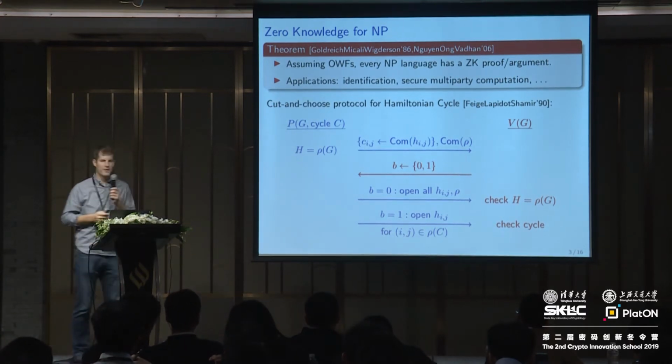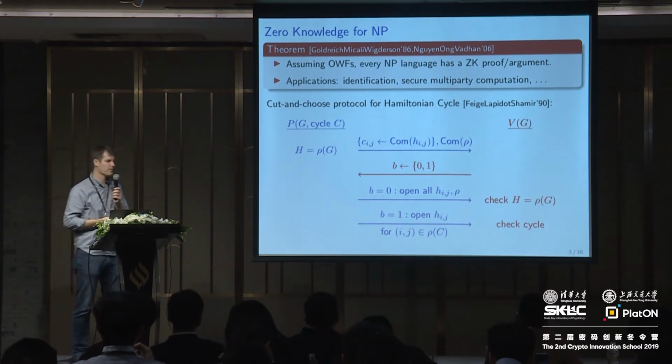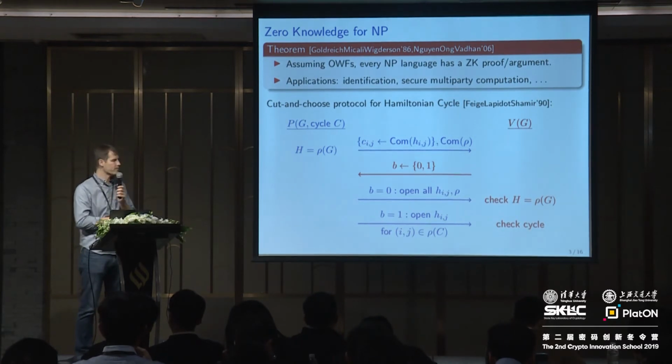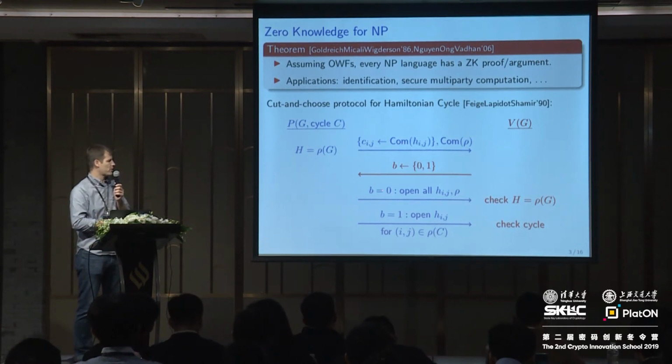Okay. It's clear that this is complete. If the graph does have a cycle, the prover can always complete all these steps and convince the verifier. It's also sound because at the beginning here, the prover is committing to a graph, and it's either committing to a graph which is isomorphic to G or is not isomorphic to G. So if it commits to a graph which is not isomorphic to G, then the prover will not be able to answer this challenge here. So if it cheats by committing to a bad graph, then it will get caught when the challenge is 0.